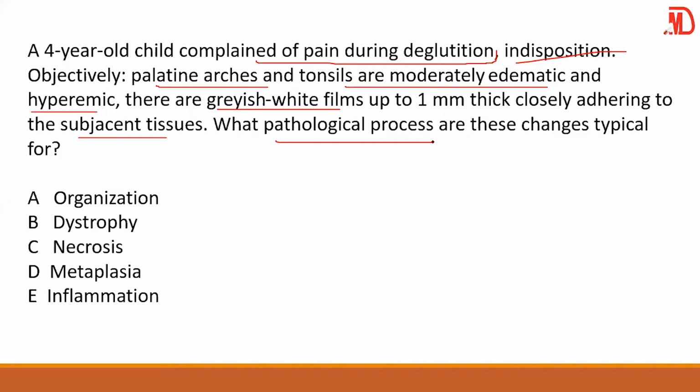Of course, now they told you that there's grayish white film. So you are thinking of a fibrinous type of inflammation. And when we talk about fibrinous, it could mean that it could be croupous or it could be diphtheritic. Croupous or diphtheritic. So in all, we are referring to inflammation.